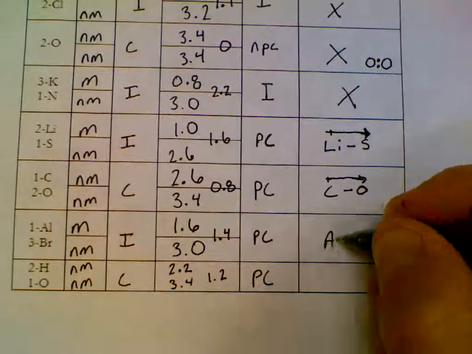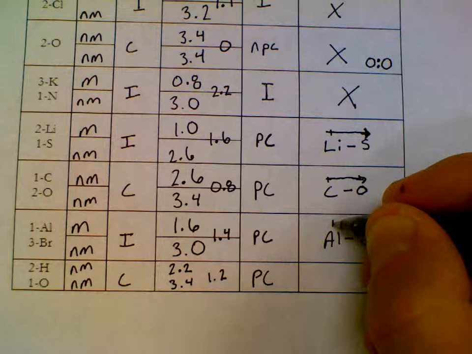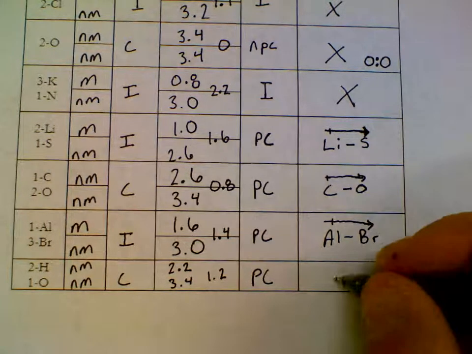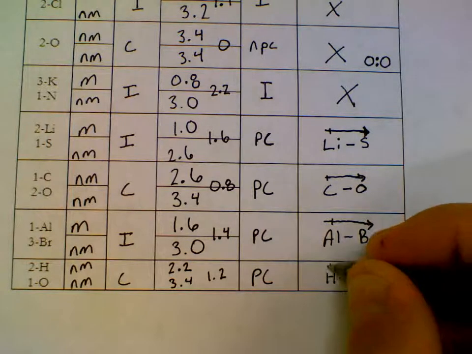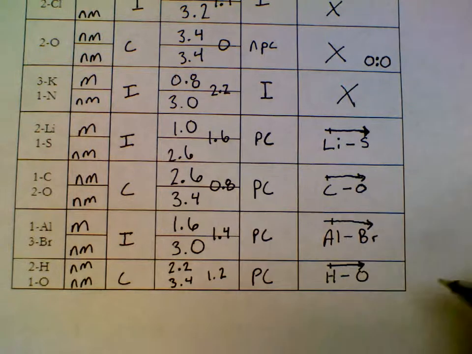An aluminum-bromine bond, bromine's value is larger, pointing electrons towards bromine. And finally, a hydrogen-oxygen bond. Hydrogen's value is smaller, oxygen's larger, pointing electrons towards oxygen.